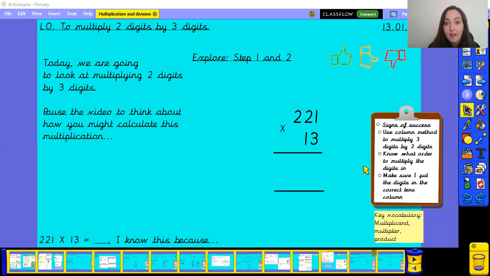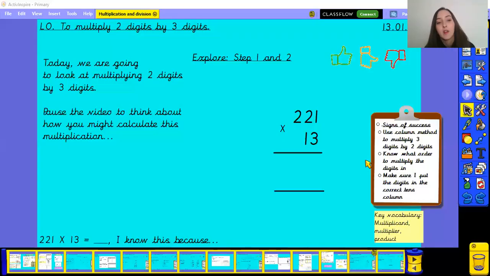But before we begin this lesson, could you please pause the video and write the date and the LO in your maths book? The date is the 13th of the 1st, 21, and the learning outcome is to multiply 2 digits by 3 digits. So just pause the video and do that now for me.